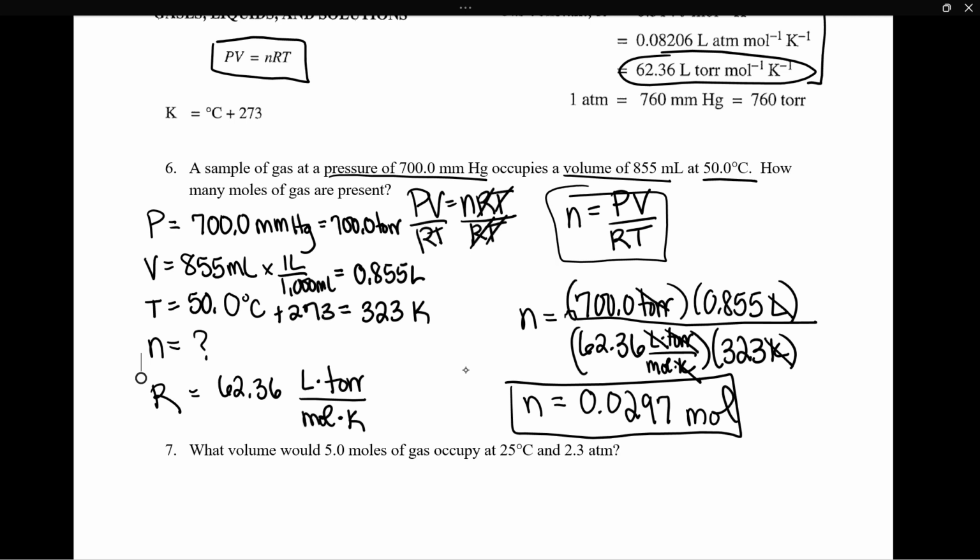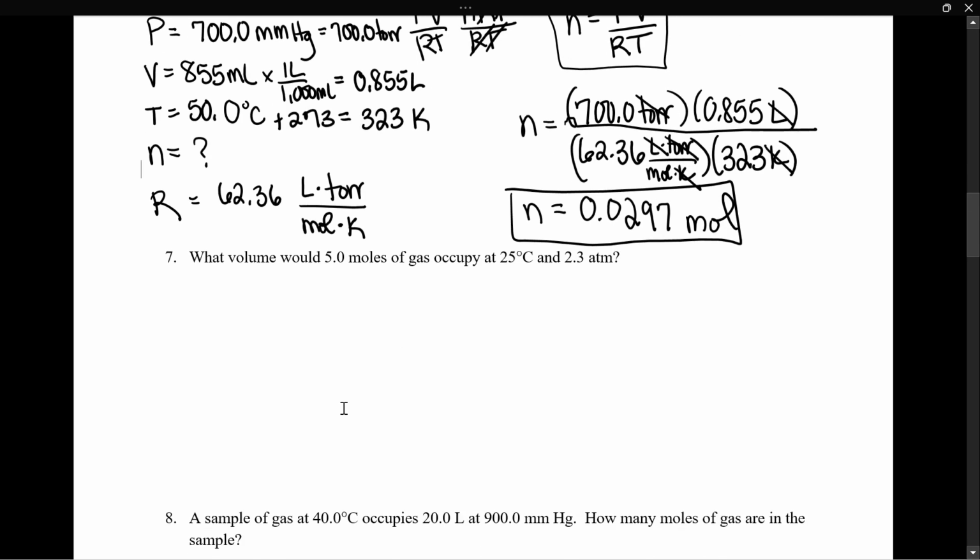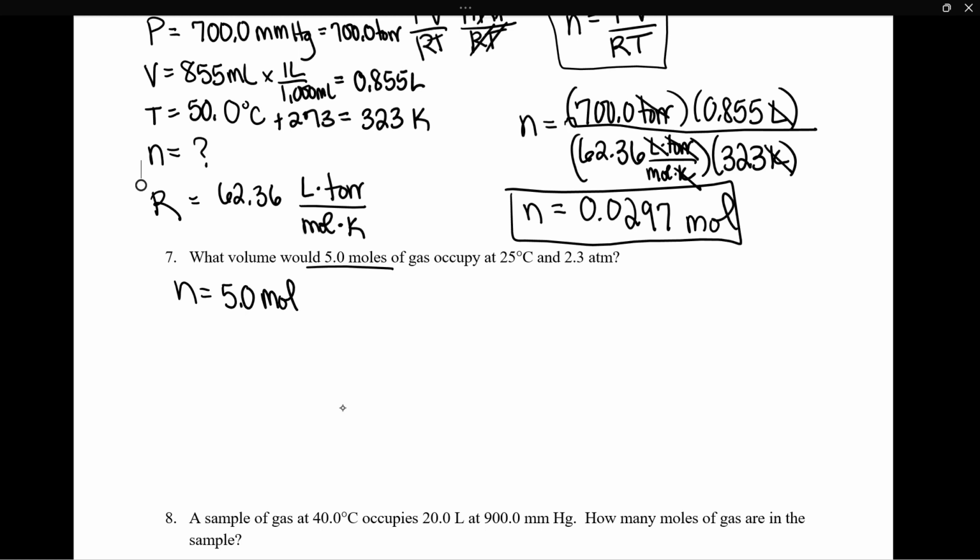All right, let's take a look at another problem. In this I'm going to go through the same steps. I'm going to identify what it is I know. So in this case, I'm given moles. So n is 5.0 moles. My temperature is 25 degrees Celsius. And my pressure is 2.3 atmospheres.